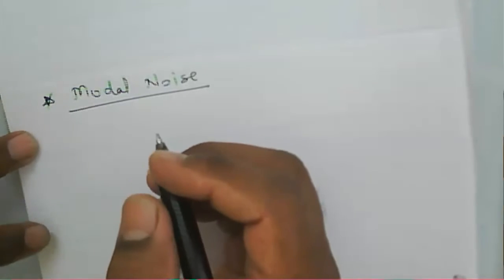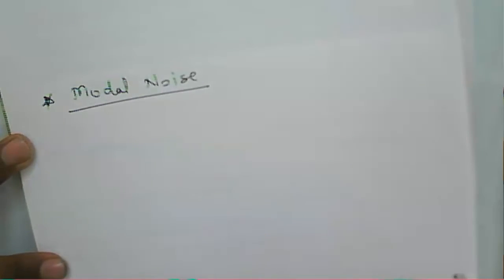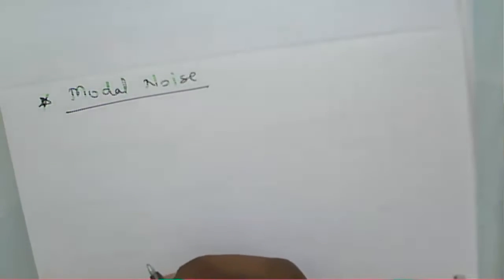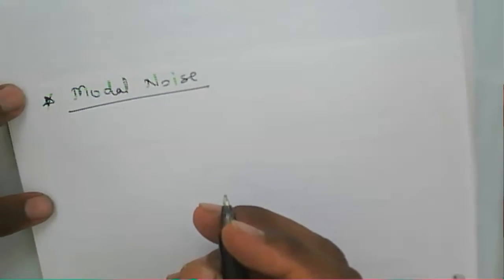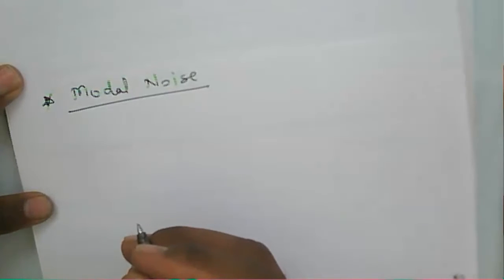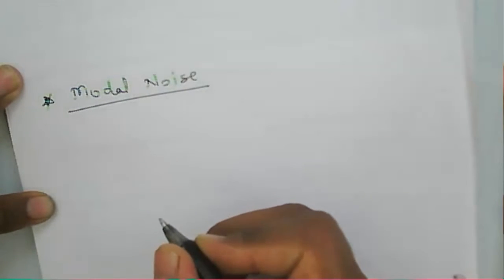Next is about modal noise. So modal noise is nothing but, in a particular fiber, a speckled pattern is observed. That speckled pattern is observed in a multimode fiber because of a fluctuation, and because of those particular fluctuations, the characteristics of the fiber will change.